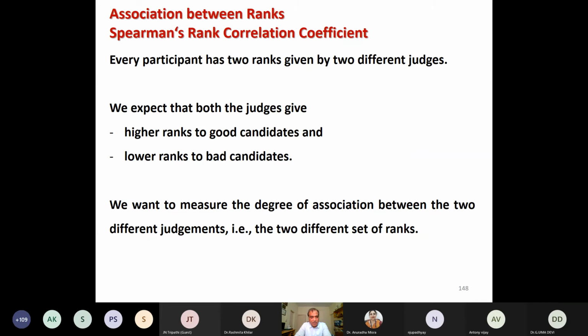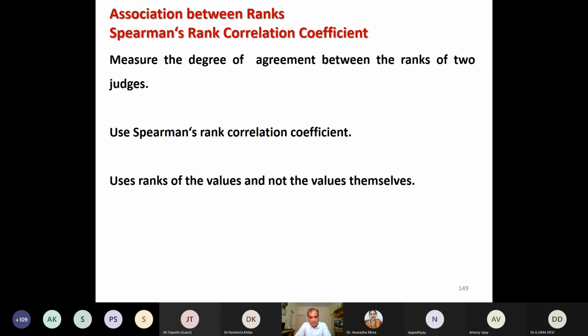We expect that we will give higher ranks to good candidates and lower ranks to the bad candidates. So this rank correlation coefficient is going to measure the degree of agreement between the ranks of the two examiners. For that we have Spearman's rank correlation coefficient, popularly called the rank correlation coefficient, but in the R software you have to give the option method as Spearman, so that it can compute the correlation coefficient based on the ranks.